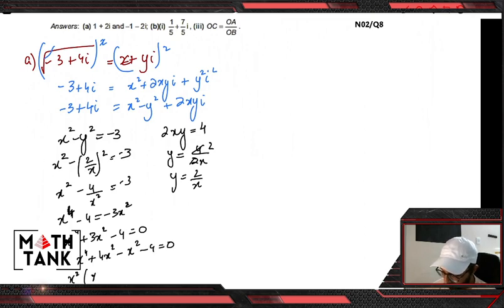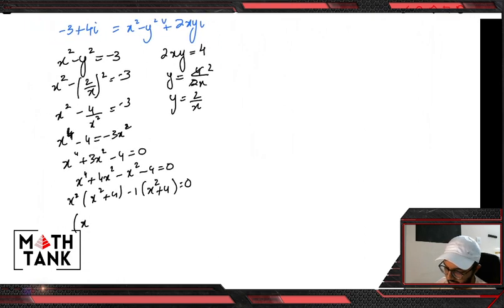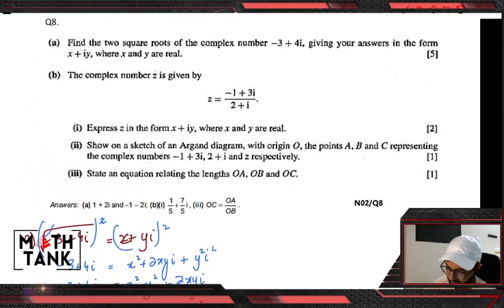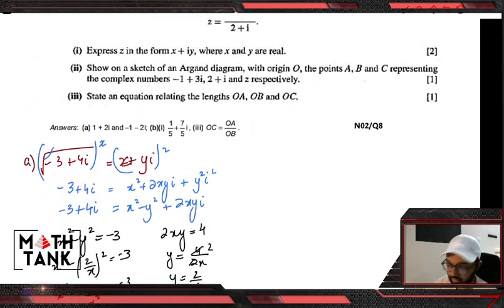So (x² + 4)(x² − 1) = 0. So either this equals 0 or that equals 0. So x is plus or minus 1, non-real. The question says that these need to be real numbers. X and y need to be real numbers.